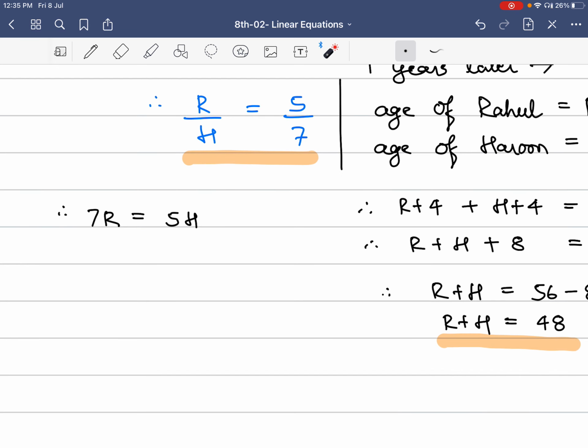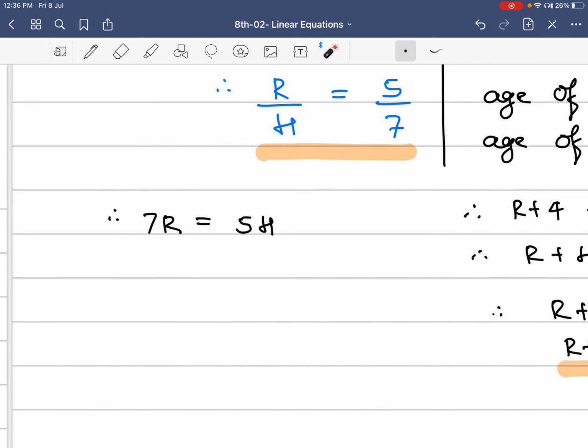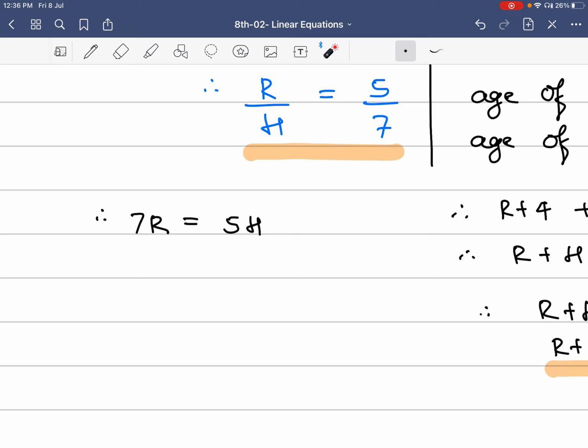Yes, correct, 7R is equal to 5H, that's correct. And now therefore I can say R is equal to 5 by 7H. Can I say R is equal to 5 by 7H? Yes. I am just performing division by 7 on both the sides of the equation.